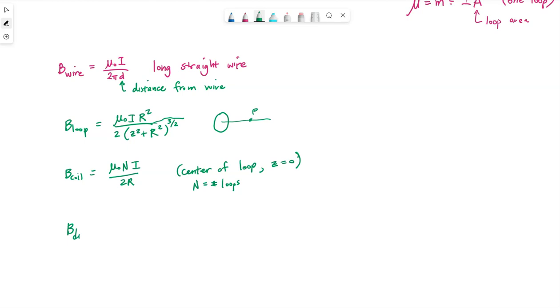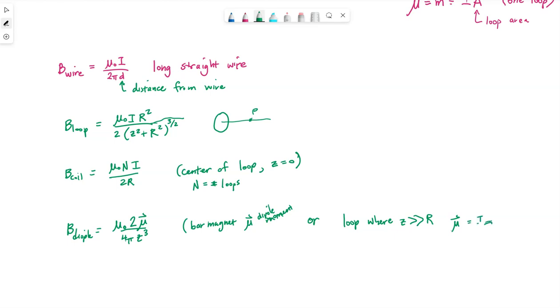And then B of the dipole is for either a bar magnet with a magnetic dipole moment, or not a coil, but a loop where Z is a lot bigger than R, so that this magnetic dipole moment is simply I times A. Because the magnetic field looks like that of a bar magnet in this situation.